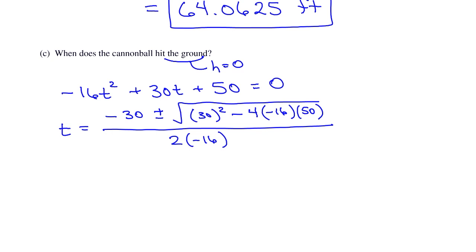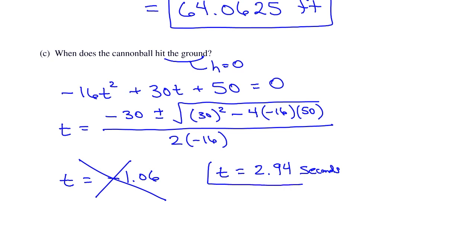When you plug this into the calculator and you use the plus from the plus or minus, you get negative 1.06. This answer doesn't make sense since the time can't be negative. When you run the numbers again, but this time use the negative from the plus or minus, you get time is equal to 2.94 seconds. So it takes 2.94 seconds for the cannonball to hit the ground.